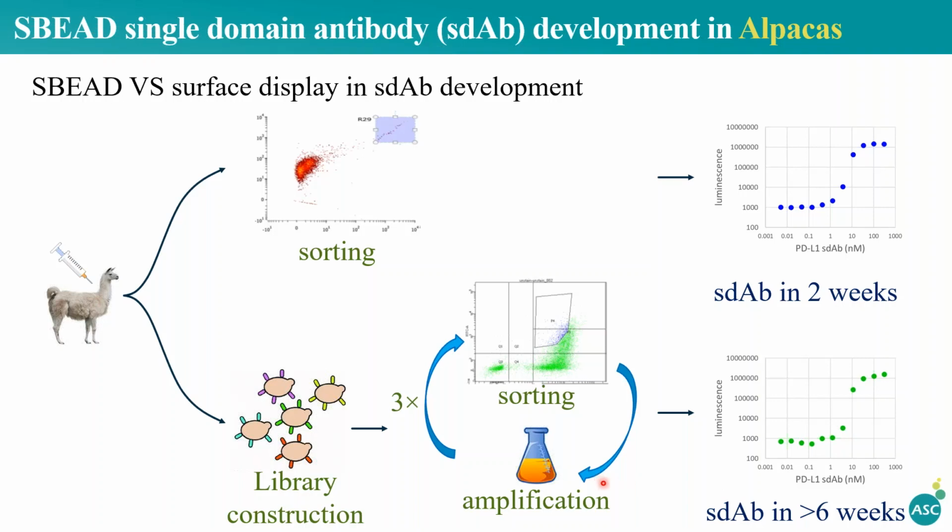But in each display, because a library has first to be constructed and it has to be enriched by several rounds of enrichment, it takes more than 6 weeks to finally get the antibodies. With SBEAD, we were able to get the same affinity of single domain antibodies in less than 2 weeks.